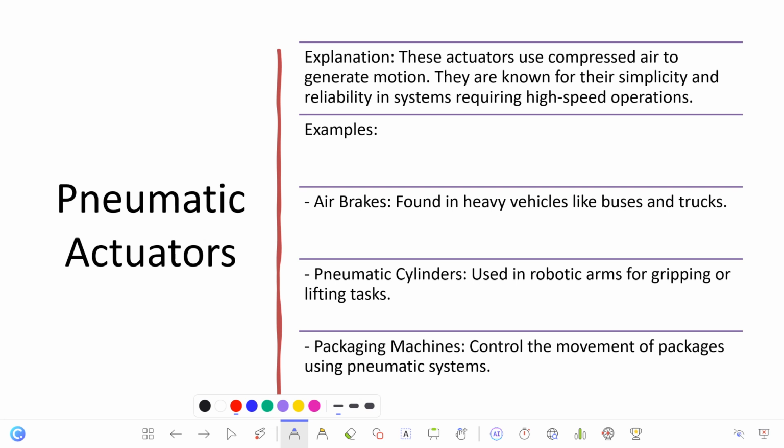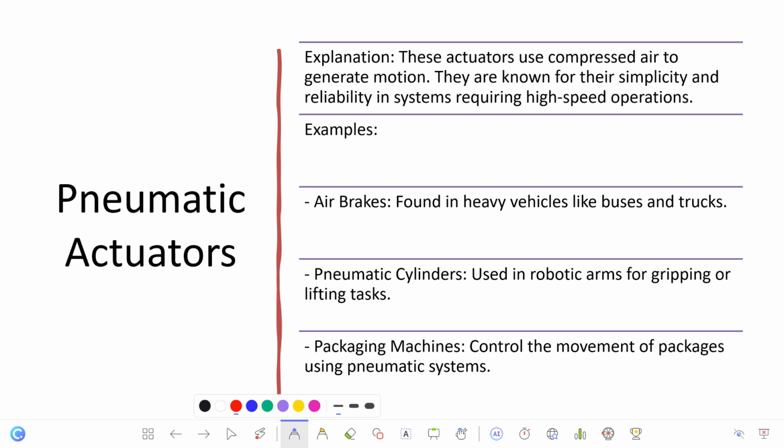Now let's take a look at the pneumatic actuators. Those pneumatic actuators use compressed air to generate motion. They are known for their simplicity and their reliability in systems requiring high-speed operations.